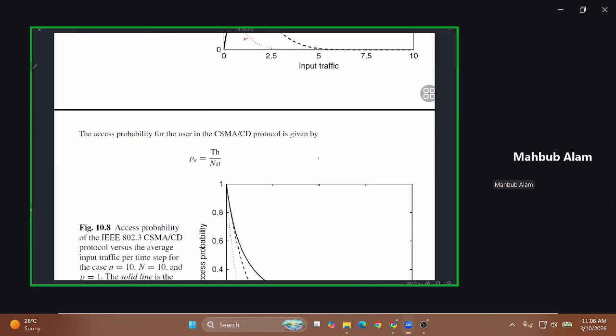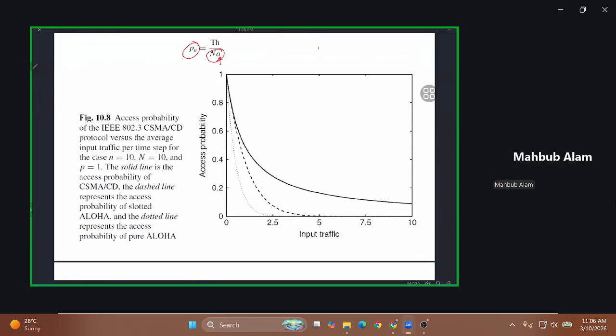From here, we can consider the successful probability, where NA is the probability that there is a frame in the network. That is, A is the probability that a single station has a frame, and NA is the probability for N stations, the total probability of a packet in the network.